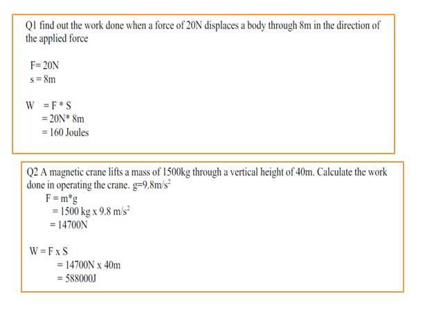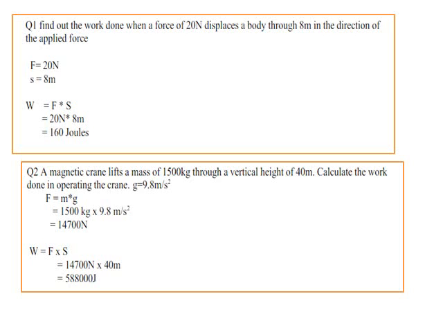Second question. A magnetic crane lifts a mass of 1500 kilograms through a vertical height of 40 meters. Calculate the work done in operating the crane. g is to be taken as 9.8. Here we have to calculate the force. F is equal to mg, where it comes from F is equal to ma, acceleration. Here g is the acceleration.